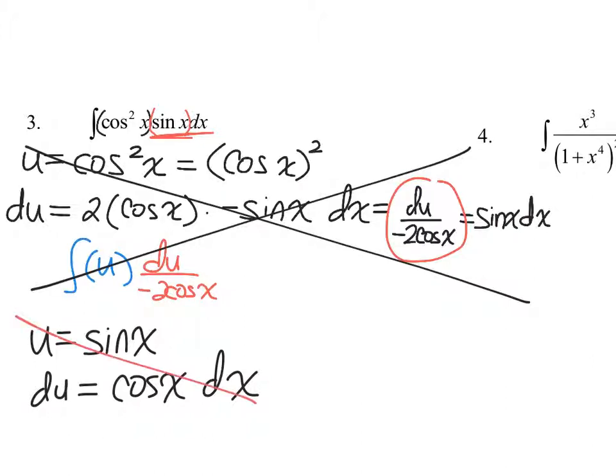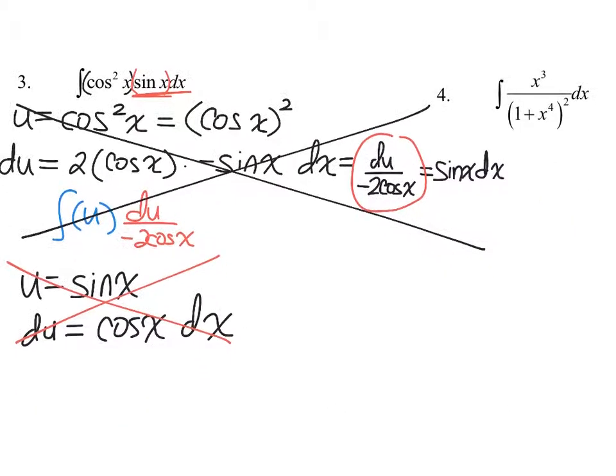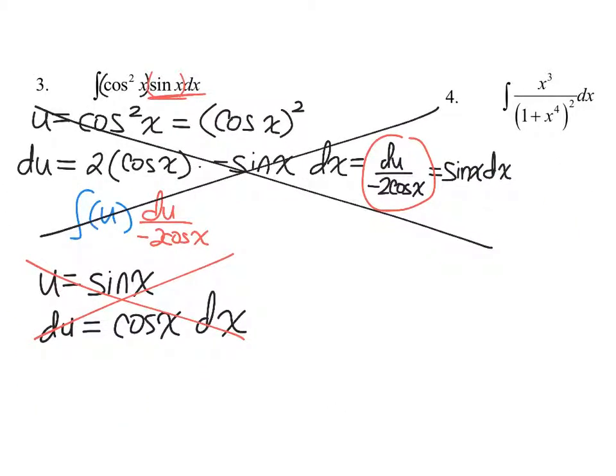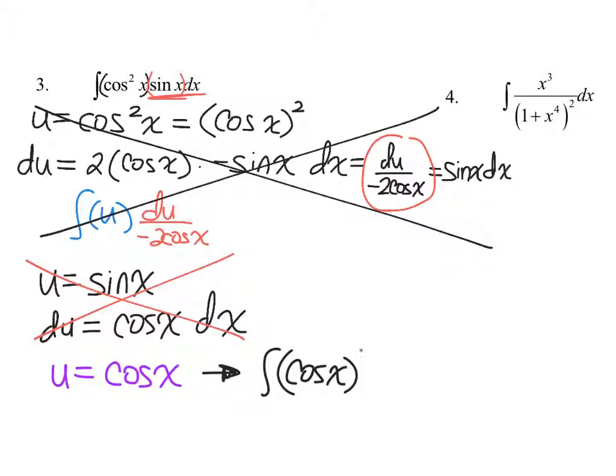And so some people actually look at this and say, well, I've tried everything. Well, you didn't, because the one thing you didn't try was letting u equal just the cosine of x. All right? So what we could do is we can think of, and we kind of alluded to this before, the integral as cosine of x squared times the sine of x dx.